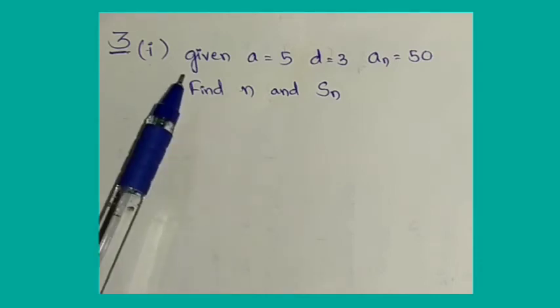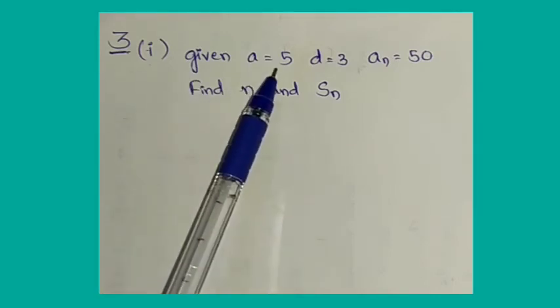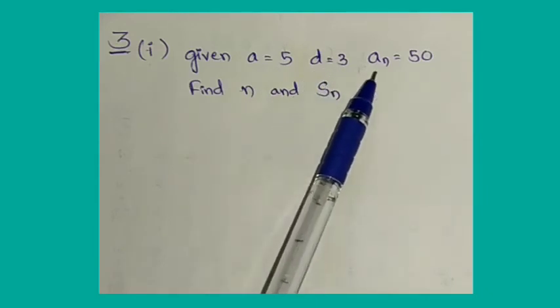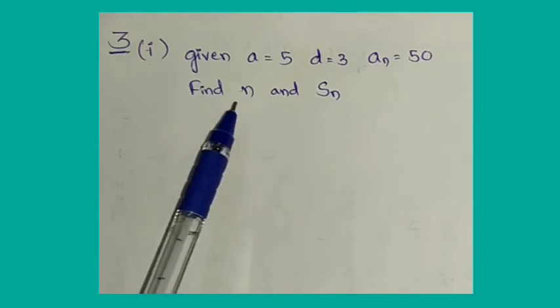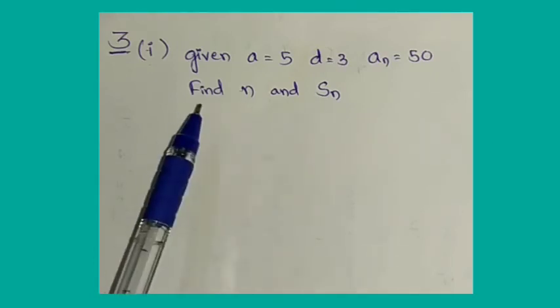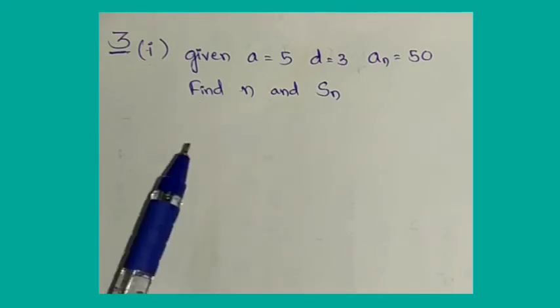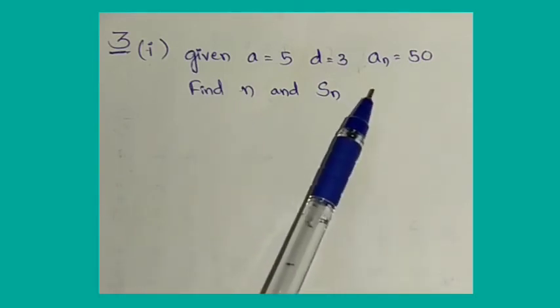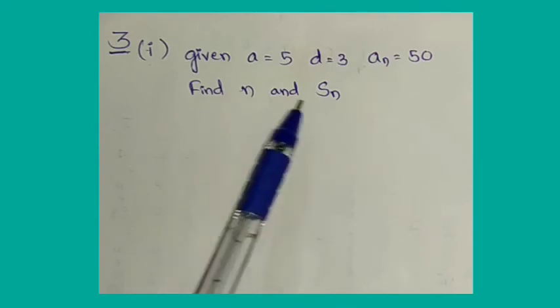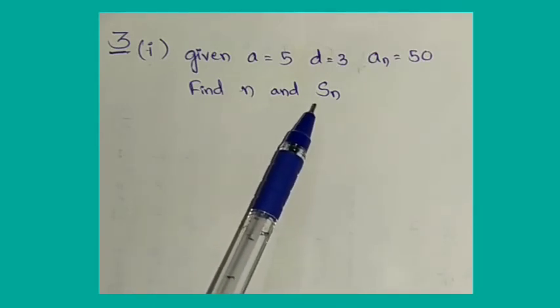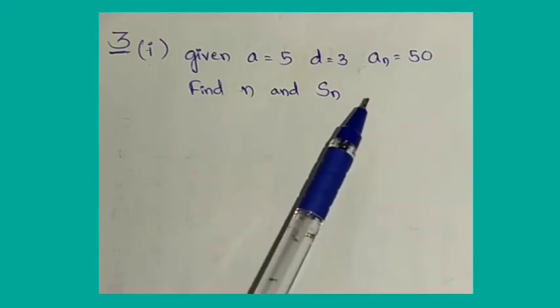So in the first question, given a equal to 5, d equal to 3, and last term, that is an equal to 50. So here you have to find the n and Sn. So this is also similar to the earlier questions. First we have to use the an formula for getting the n. After we get the n, we have to substitute in the Sn formula. We will get the Sn also, meaning the sum of total terms.